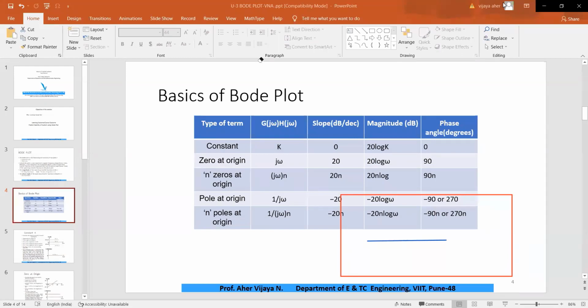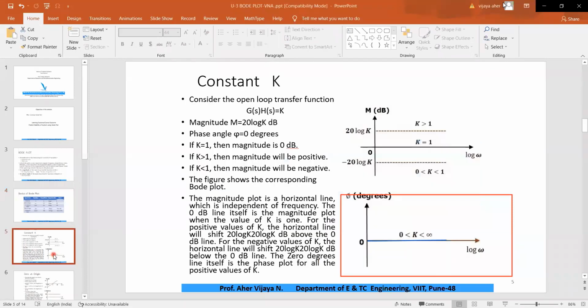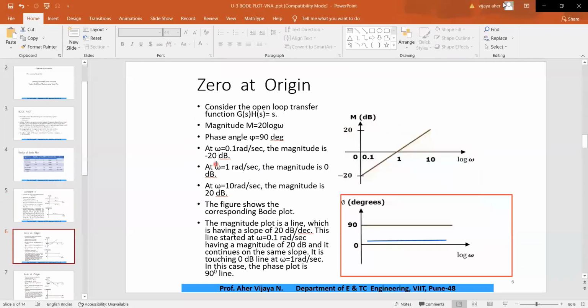So this is what about constant K. Now zero at origin. Next, the same thing again you are going to draw. Zero at origin. So consider the open loop transfer function again. So this is the open loop transfer function, G(s)H(s) is equal to s. Now find out magnitude and phase.